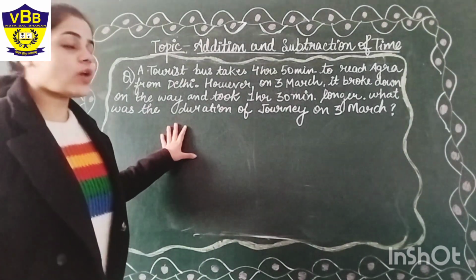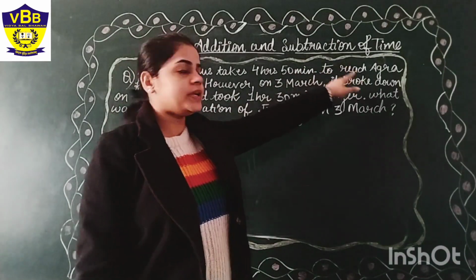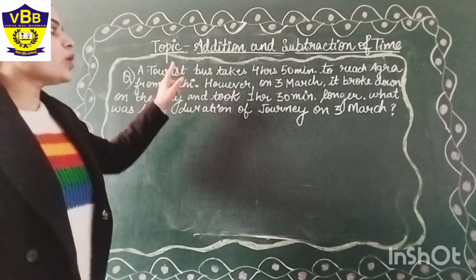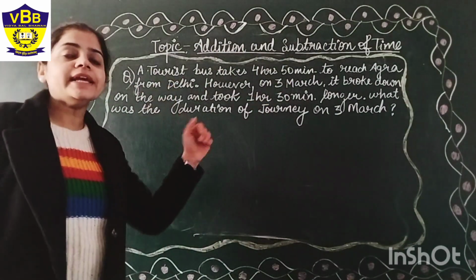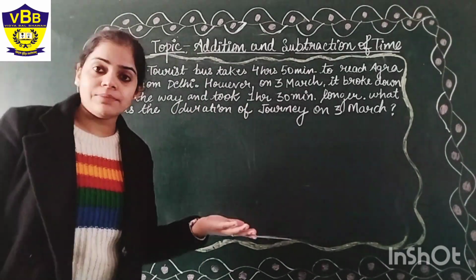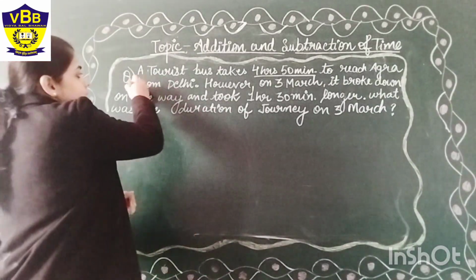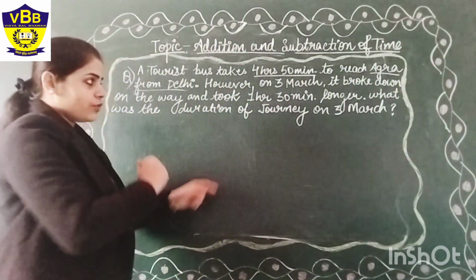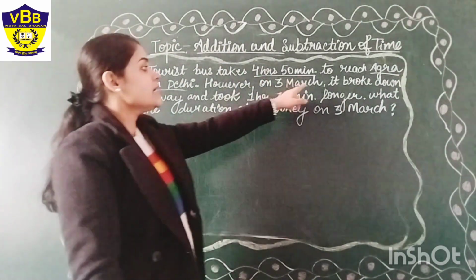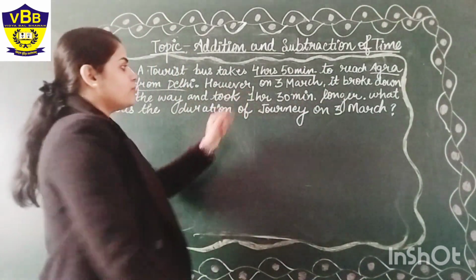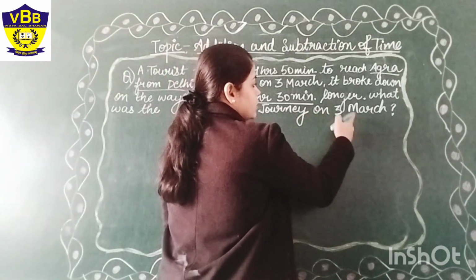Our question says, what does the question say? Let us see. A tourist bus takes 4 hours 50 minutes to reach Agra from Delhi. So you take some distance, and it takes some time also. So that time is 4 hours and 50 minutes to reach Agra from Delhi. However, on 3rd March, the bus that was travelling there broke down on the way and took 1 hour 30 minutes longer. What was the duration of the journey on 3rd March?